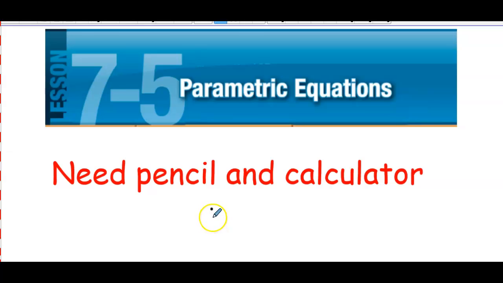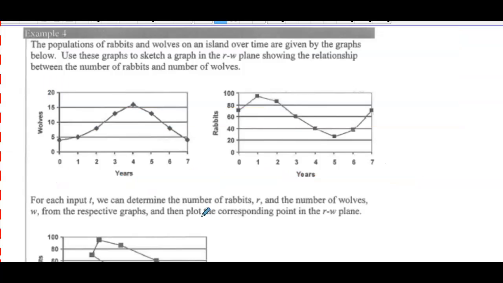All right, guys, we're going to talk about parametrics today. Parametric equations introduce a third variable, but you don't graph it in 3 dimensions. So here's an example of where it's useful in the real world. For example, this talks about the number of wolves on an island over a number of years. And here's the number of rabbits over the same number of years. And you'll see that as the number of wolves increases, the number of rabbits decrease.